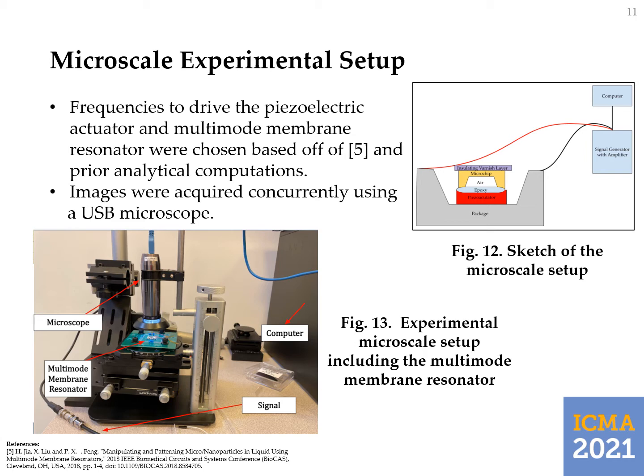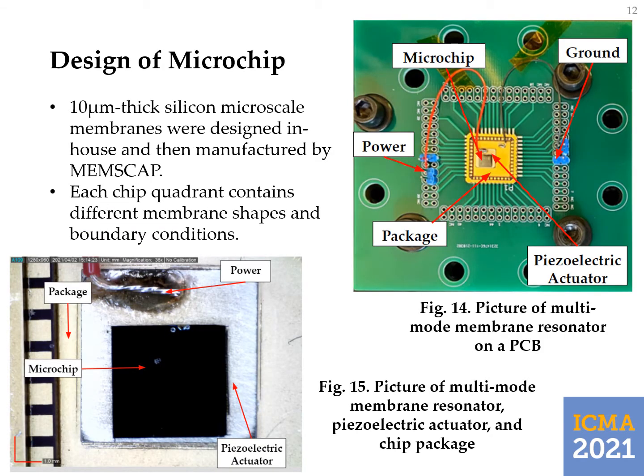Figure 13 shows a bigger picture, an actual picture of the experimental setup. Here we have a closer look of the microchip. The 10 micrometer thick silicon microscale membranes were designed in-house and then manufactured by an outside microchip manufacturer called Memscap. Each chip quadrant contained different shaped membranes and boundary conditions.